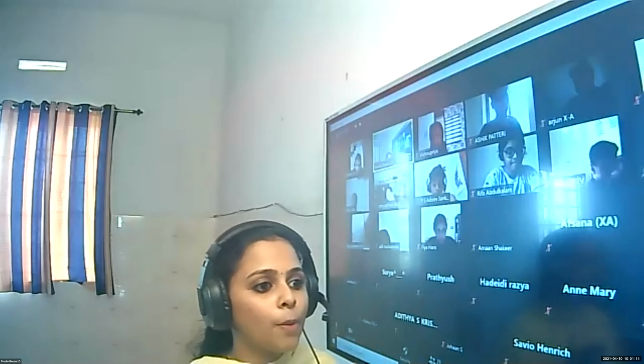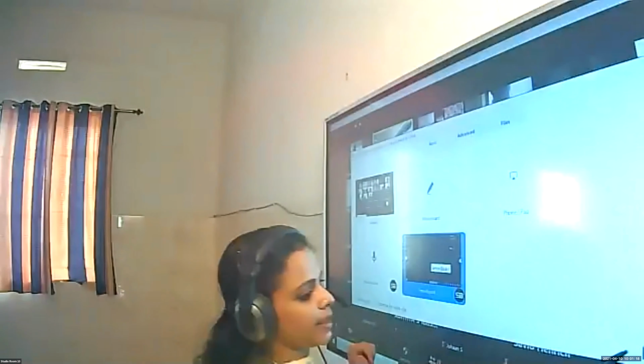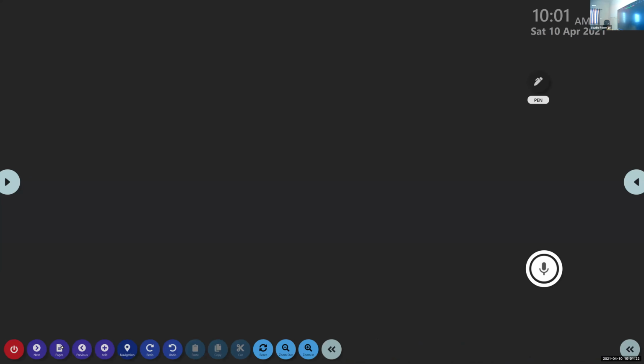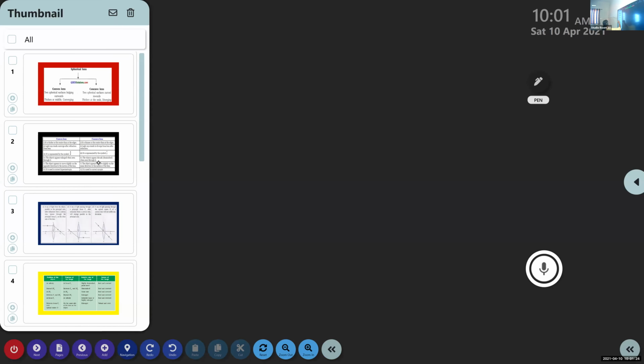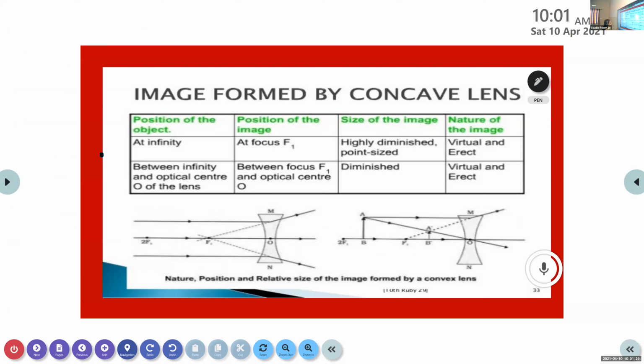When you place the object at infinity, I will show the image once again, then it is more clear to you. I will show the slide. After that, we can explain the same. Ray diagram for the concave lens. Okay, so these are the two ray diagrams for the concave lens.